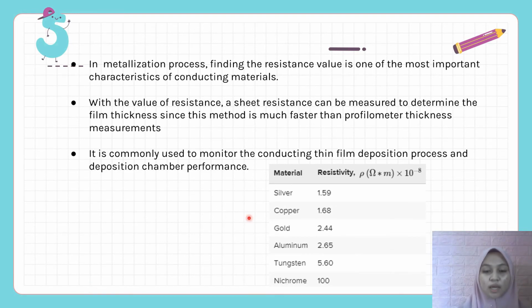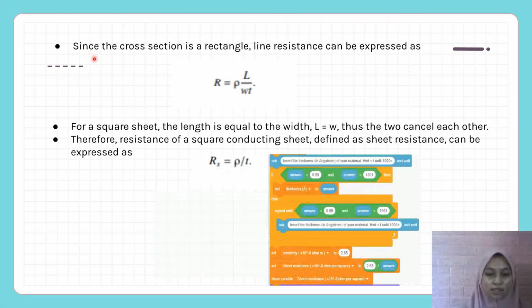As we can see, the table shows the resistivity of each material. Since the cross section is a rectangle, line resistance can be expressed as this formula. For a square sheet, the length is equal to the width, L equals W, thus the two cancel each other. Therefore, the resistance of square conducting sheets, defined as sheet resistance, can be expressed as Rs equals rho over T.